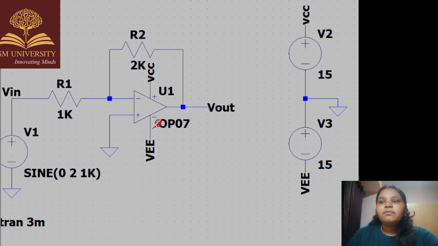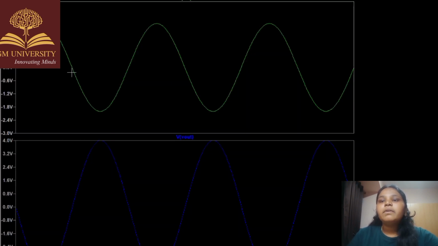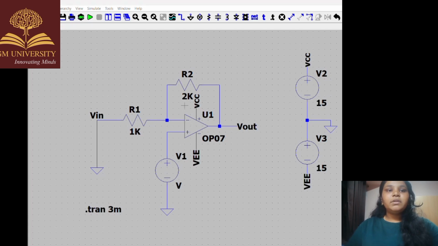By the amplification factor of the non-inverting amplifier, the output will be 3 times the input signal. Since the input is a 2 volt sine wave, the output will be a 6 volt sine wave, as shown in the waveform. Now I am explaining the inverting amplifier circuit using the OP07 op-amp.